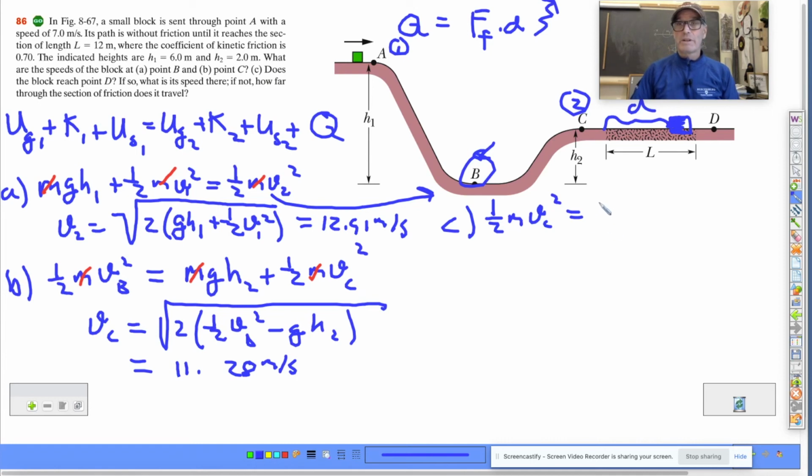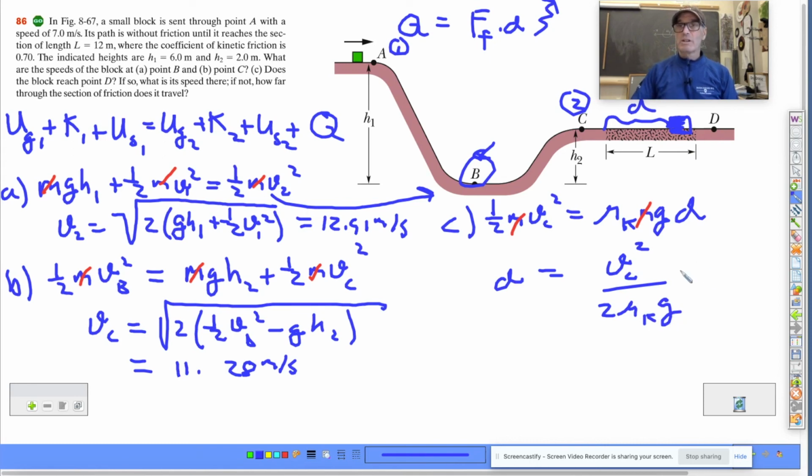All right, so that's going to be mu kinetic mg, and we don't have to worry about cosine theta this time because we're on a level surface, times d. All right. Now, masses cancel. Okay, mass cancels. And we're going to solve for the distance. So the distance is going to be vc squared over 2 mu k g.